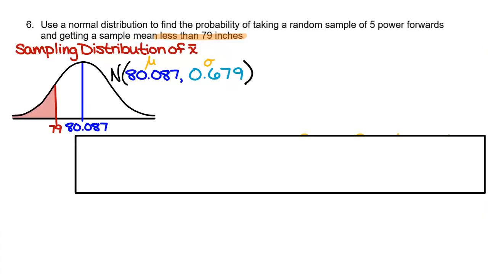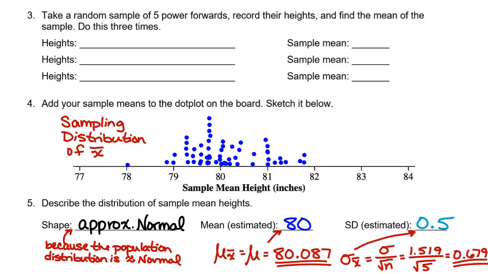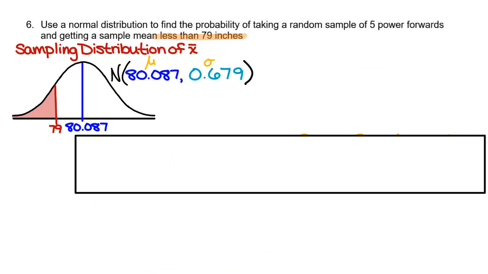Why did you get 0.679? Oh, that's the actual standard deviation. Yes. But we estimated 0.5. I asked you guys, looking at the picture, what would you estimate the standard deviation to be? And then we learned how to actually calculate it precisely.